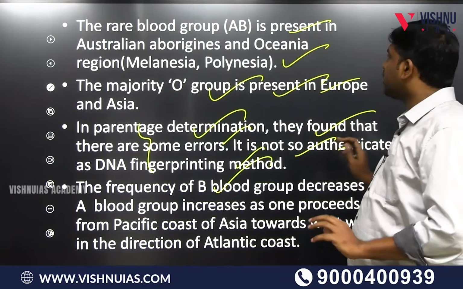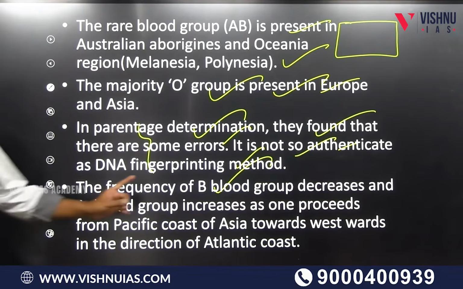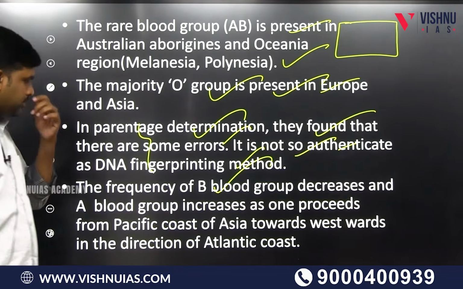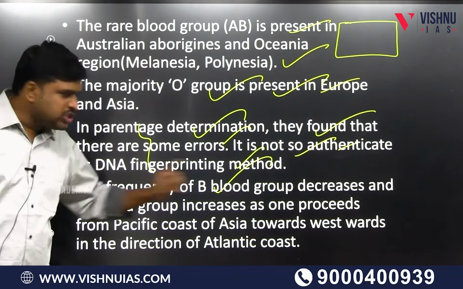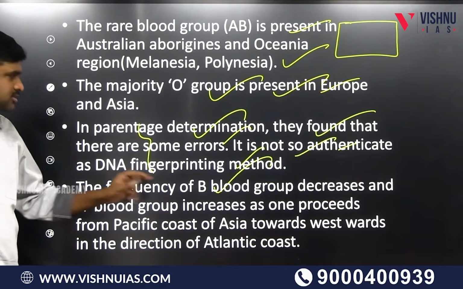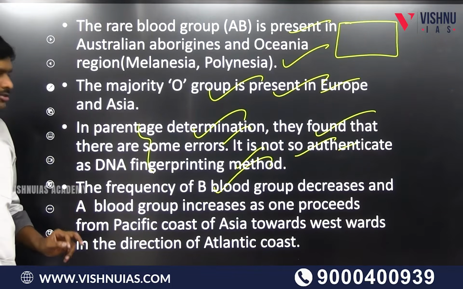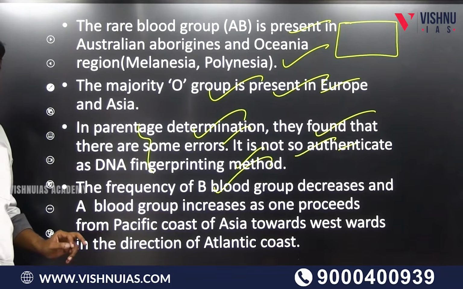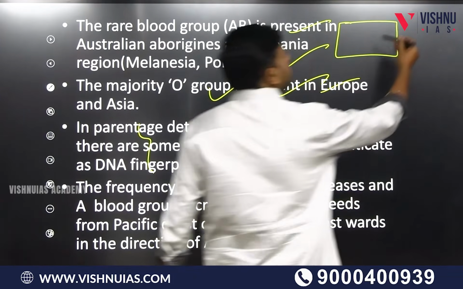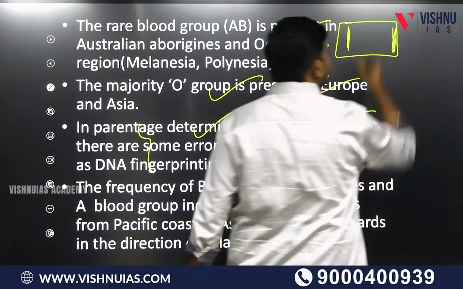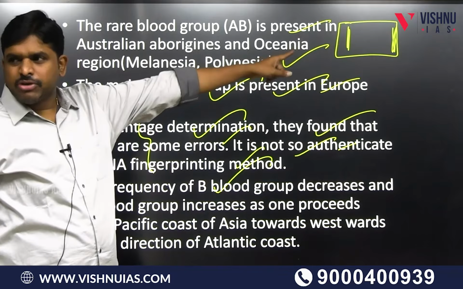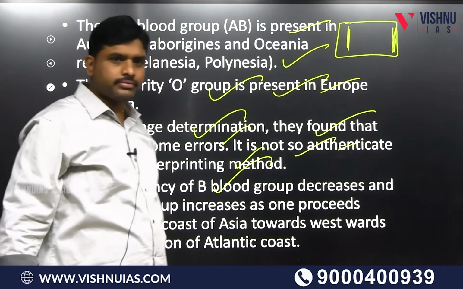The frequency, this is very important. See, this is the world map. Now you see carefully. The frequency of B blood group is very interesting. The frequency of B blood group decreases and A blood group increases as one proceeds from the Pacific coast of Asia westwards in the direction of the Atlantic coast. You know, this is the Pacific Ocean, this is the Atlantic Ocean, yes or no?